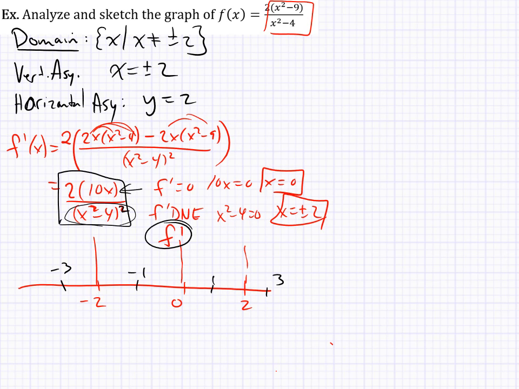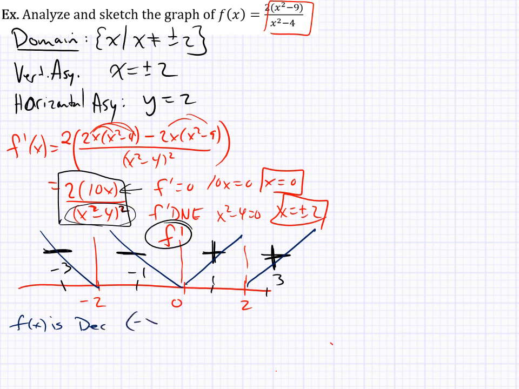We plug in -3, that is negative. We plug in -1, it is negative. We plug in +1, it's positive. We plug in +3, it's positive. So this tells us that our function is decreasing, decreasing, increasing, increasing. So we'll write that out. f of x is decreasing from -∞ to -2, -2 to 0, increasing from 0 to 2, and 2 to infinity.